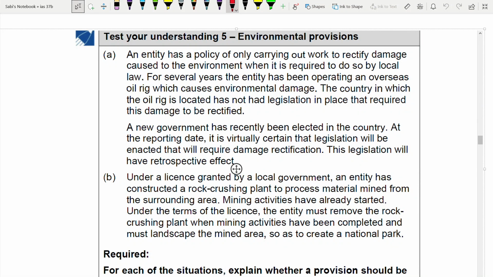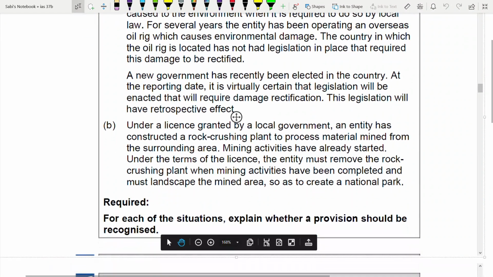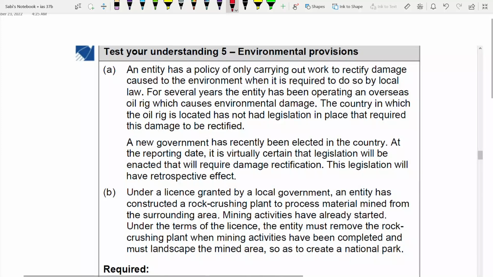Test your understanding 5, environmental provision. You have been given two situations and you need to explain whether a provision should be recognized or not. Situation A. In situation A, an entity has a policy of only carrying out work to rectify damage caused to the environment when it is required to do so by local law. For several years, the entity has been operating an overseas oil rig which causes environmental damage. The country in which the oil rig is located has not had legislation in place that requires this damage to be rectified. A new government has recently been elected in the country. At the reporting date, it is virtually certain that legislation will be enacted that will require damage rectification. This legislation will have retrospective effect.